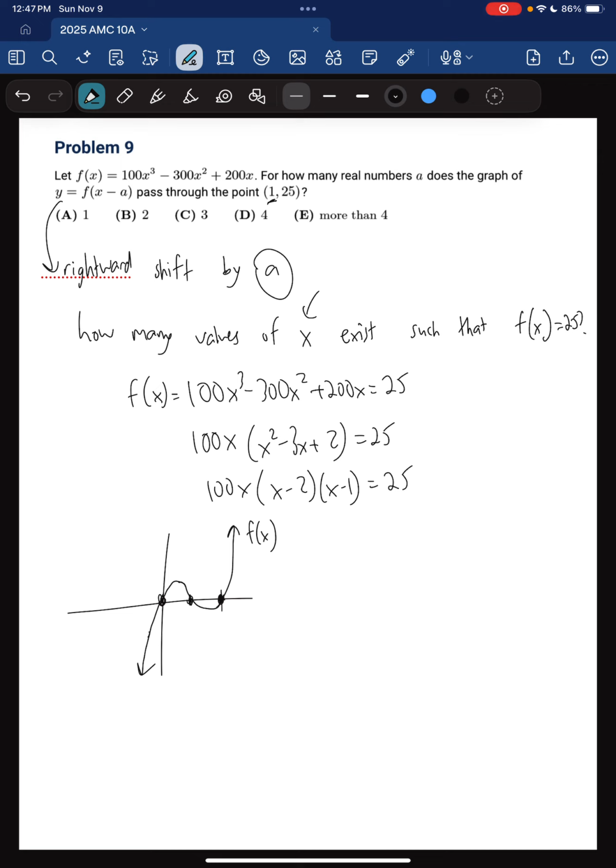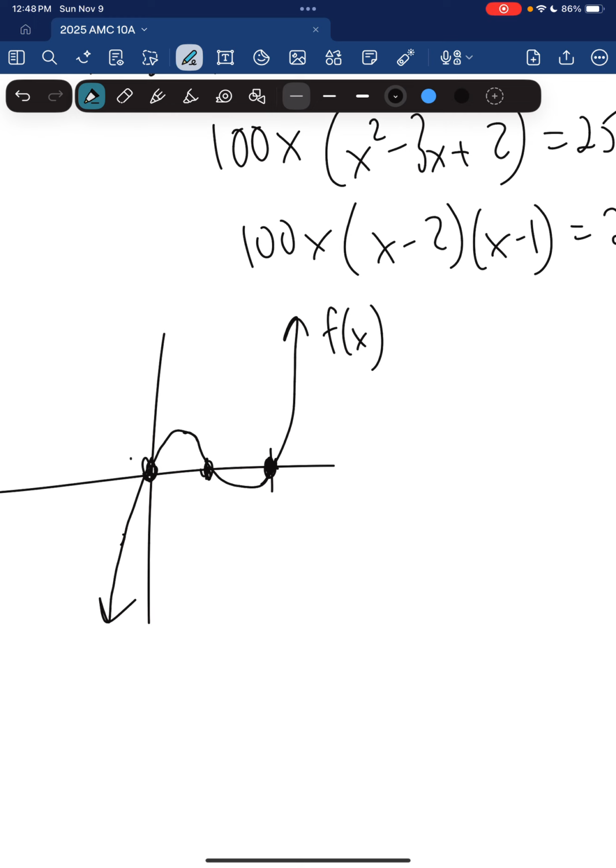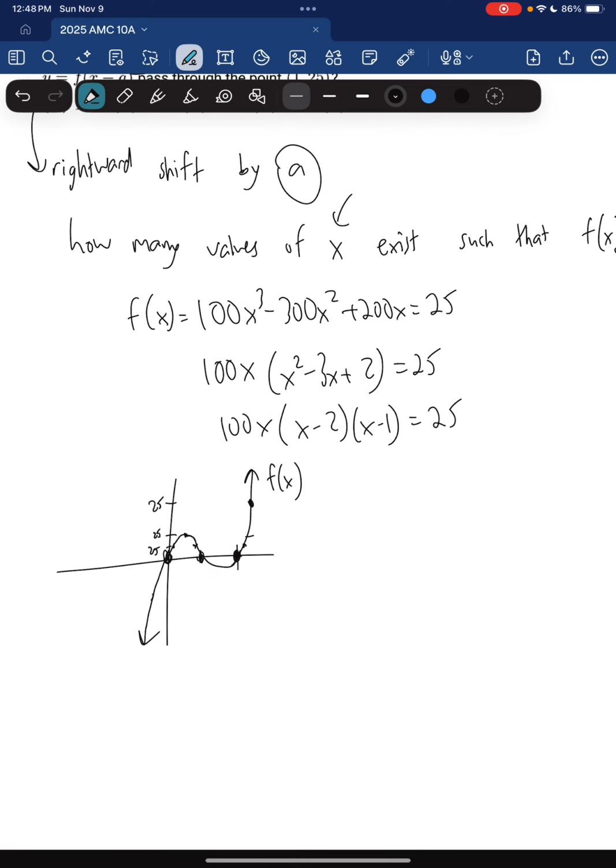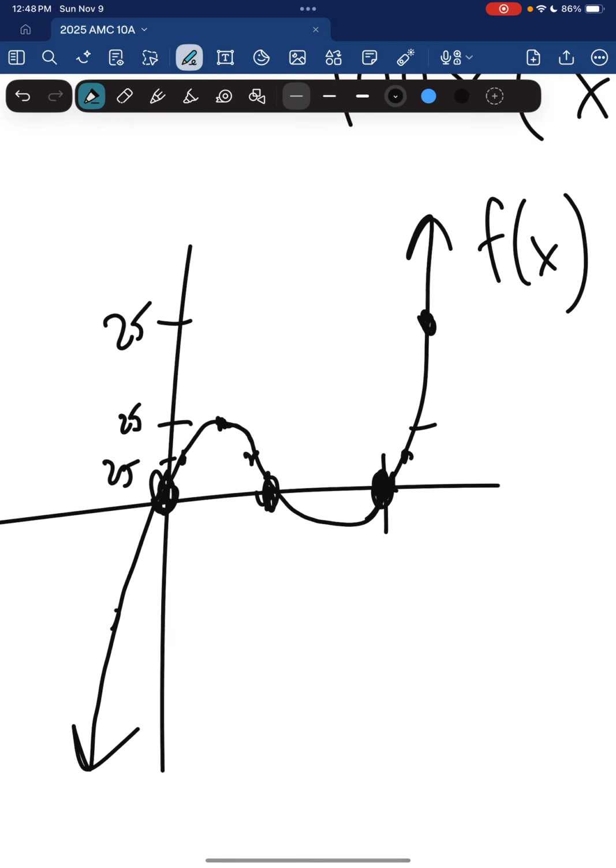Because as x approaches infinity it's going to go very high, and then to negative infinity, because of this 100x cubed term. And now 25 is somewhere on this axis. So it's either up here, where there's only one solution, or it could be here at the peak, where there are 2 solutions, or below here, where there are 3 solutions. So now all we want to do is find which of these cases is 1 and 2.